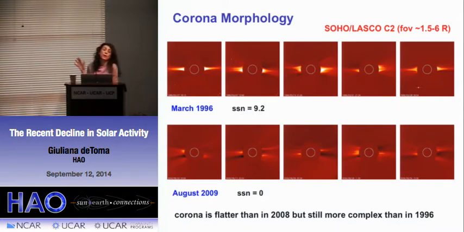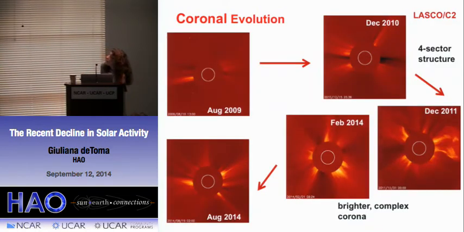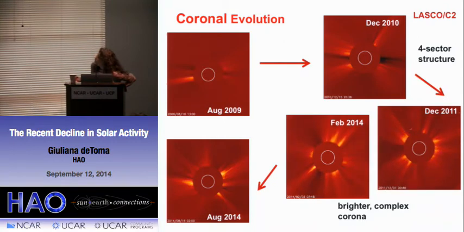And this is as simple as the corona looked during the past minimum. As we moved from 2009 into 2010, activity started to pick up, and the corona went into a four-sector structure, which corresponds to, again, the emergence of active regions in the two latitude bands in the north and the south.